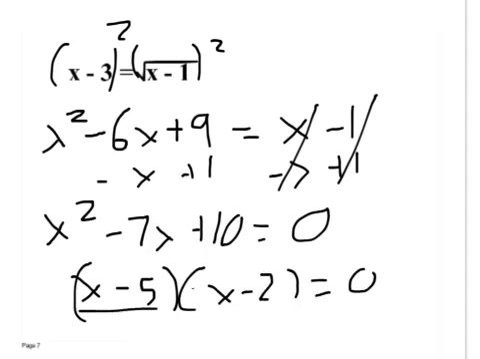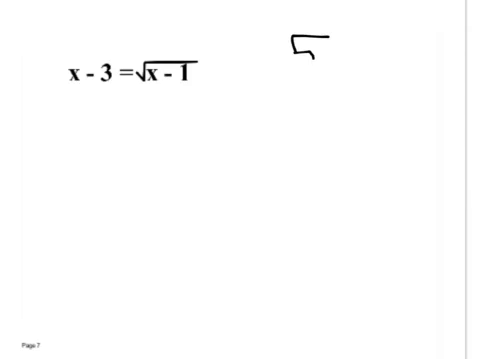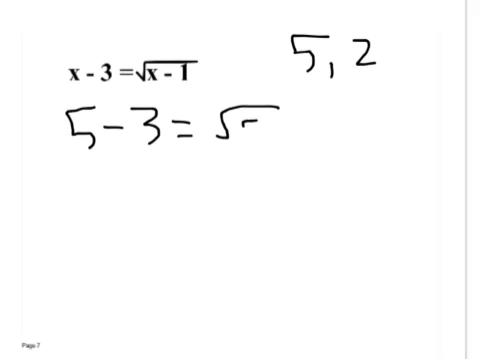If I solve x minus 5 equals 0, I add 5 to both sides. X equals 5. I add 2 to both sides. So I have 5 and 2 as my two possible answers, but that may not be true. So we have 5, we have 2. Plug them in. 5 minus 3 equals the square root of 5 minus 1.